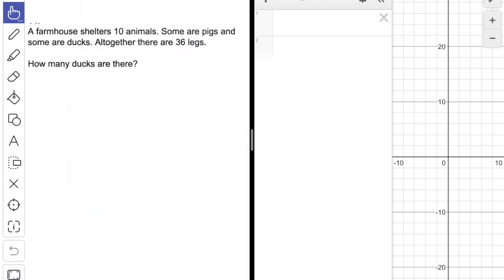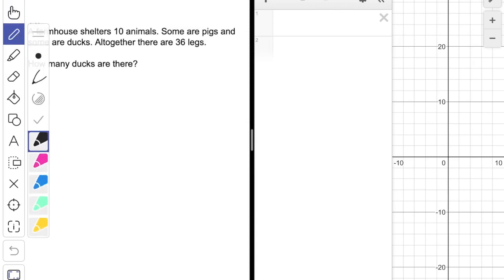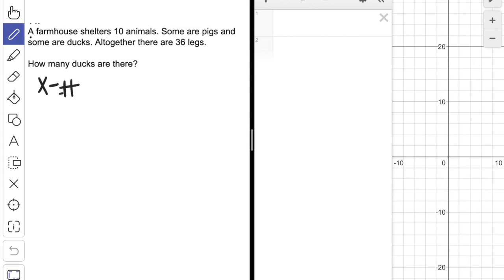All right, so given this first example, it says a farmhouse shelters 10 animals. Some are pigs and some are ducks. Altogether, there are 36 legs. How many ducks are there? So there's two main topics in this problem, and the two main topics are going to be pigs and ducks. So when I define my variables here, I'm going to use X and Y, and I'm going to say X is the number of pigs.